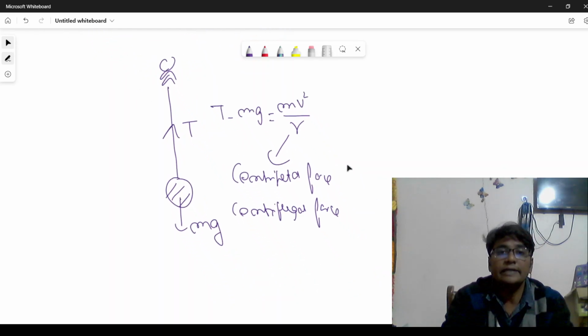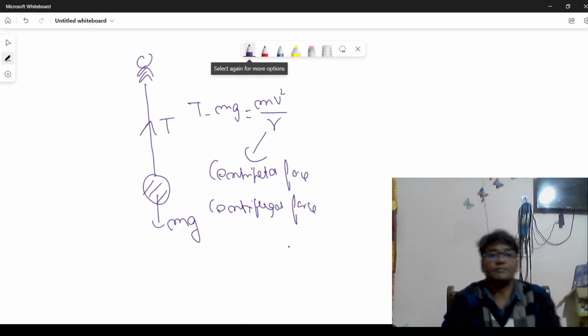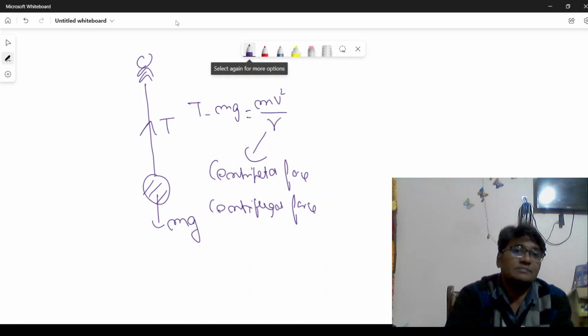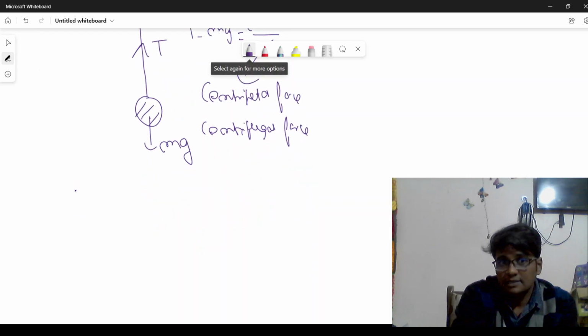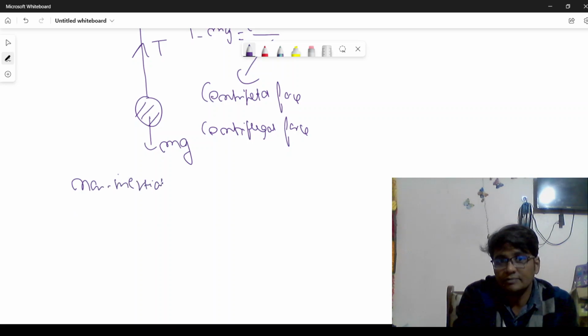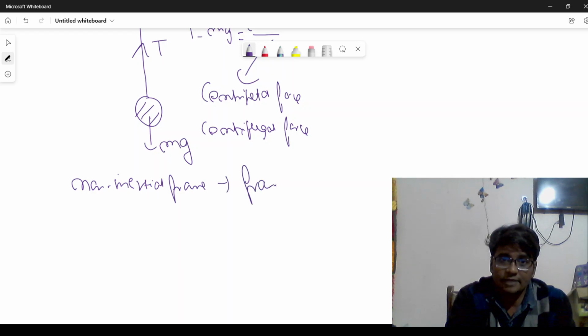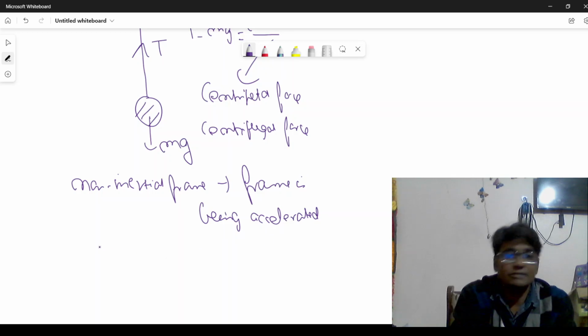Then where does the difference lie? The difference lies in the fact that if I am standing in the non-inertial frame, meaning at the center of the frame, which is being accelerated, and I am standing inside it, then for me it will be a centrifugal force.